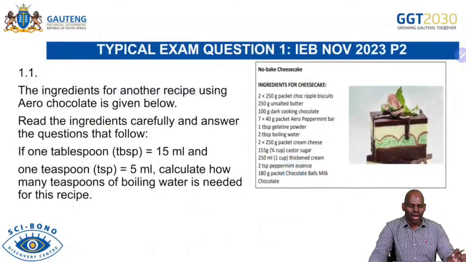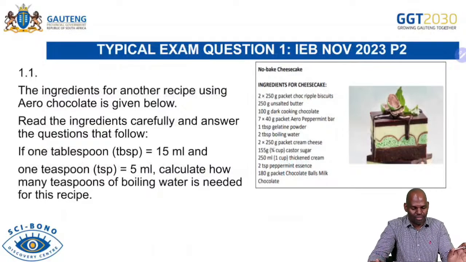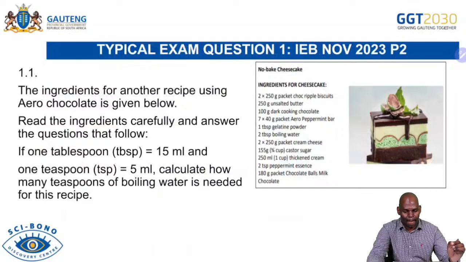Okay, then we are now going to look at the typical exam questions. Remember, once you have mastered every section, it's always good that you go and look at the previous question papers and see how the questions are being phrased. Then imagine yourself, if you were writing that paper, would you be able to answer it? Would you be able to get a distinction in that question paper? By so doing, you'll be preparing yourself for the next examination.